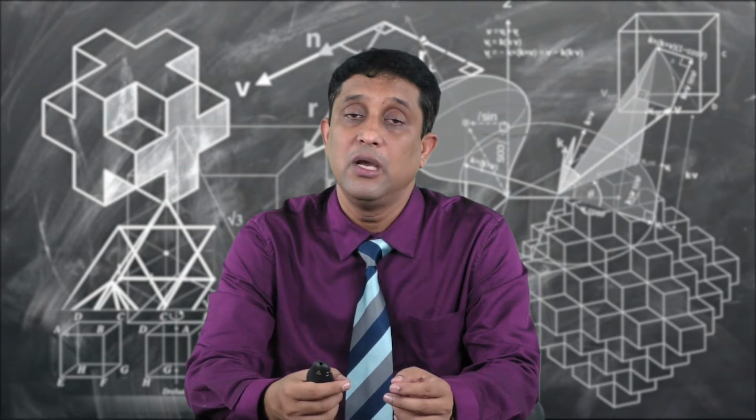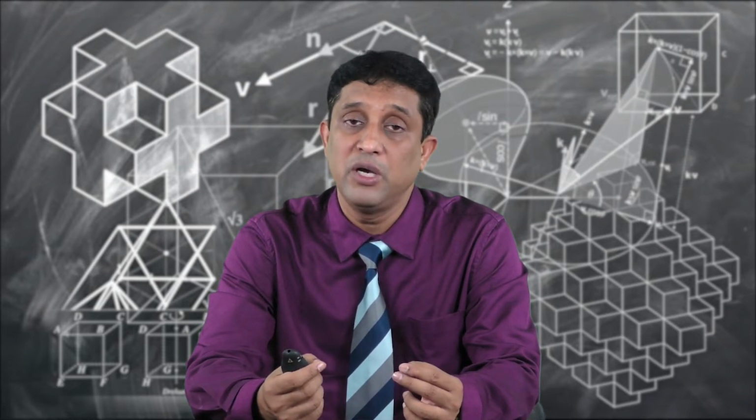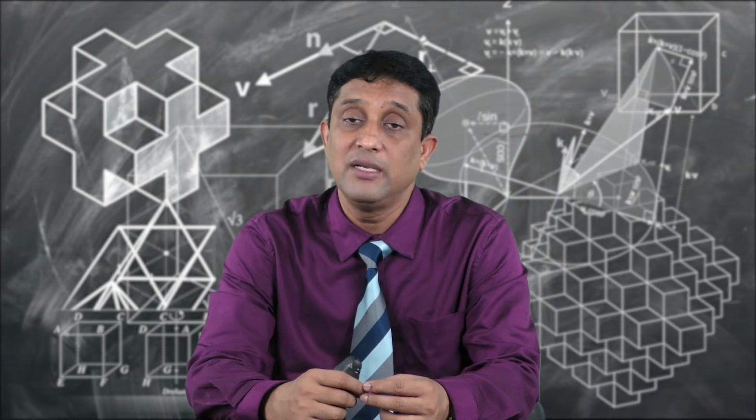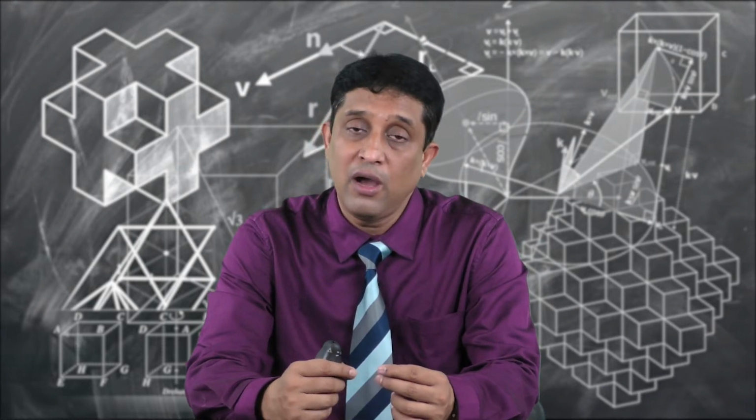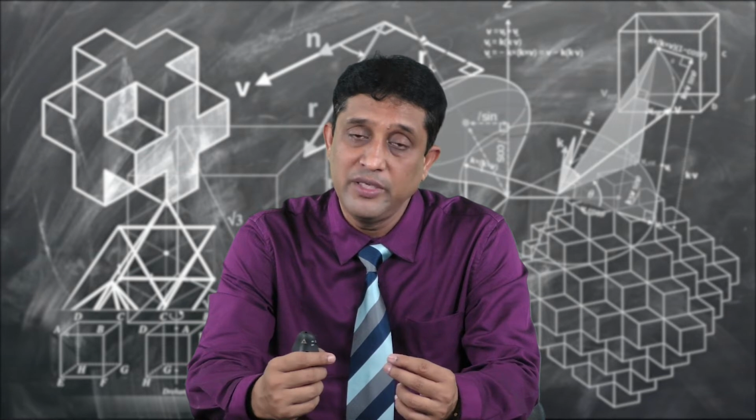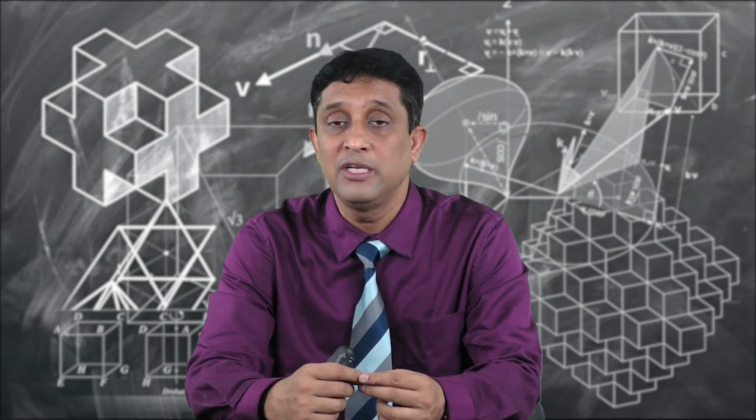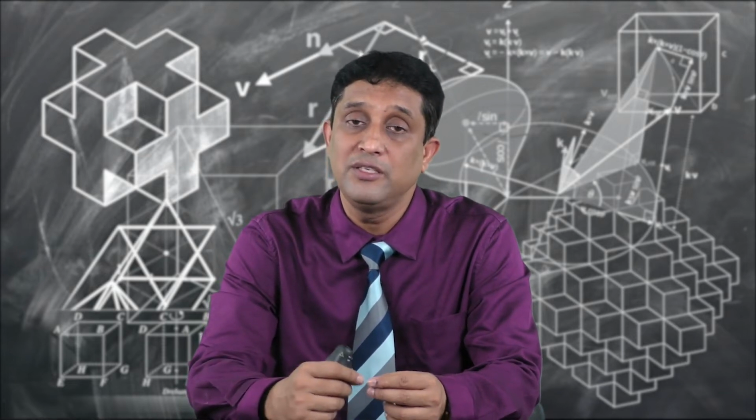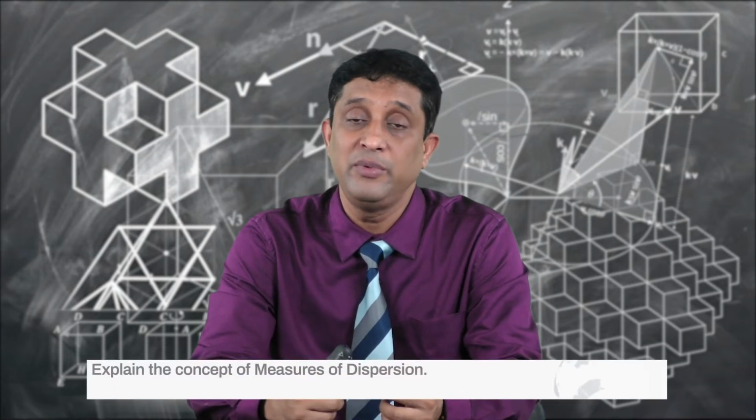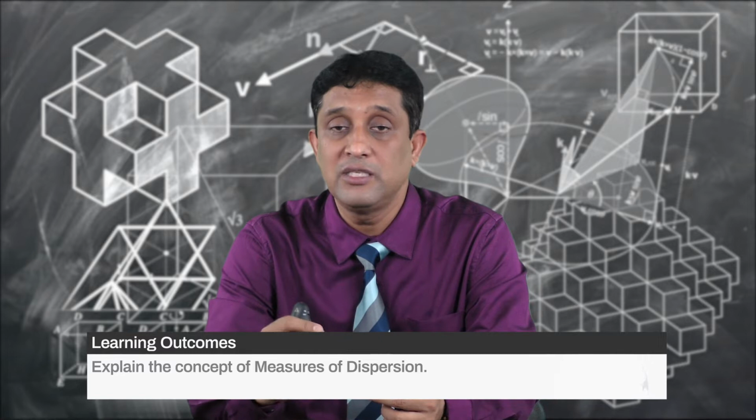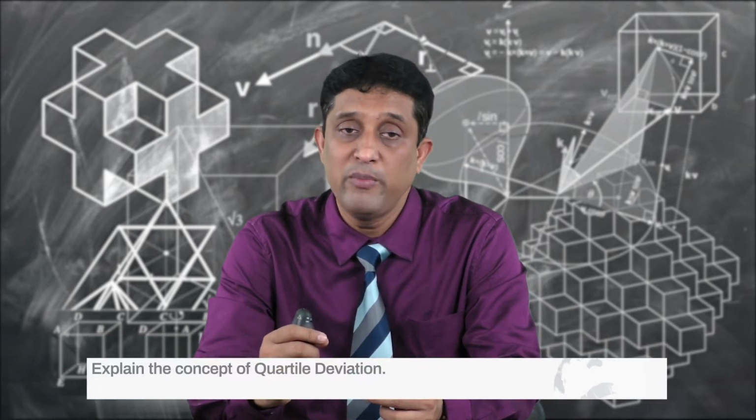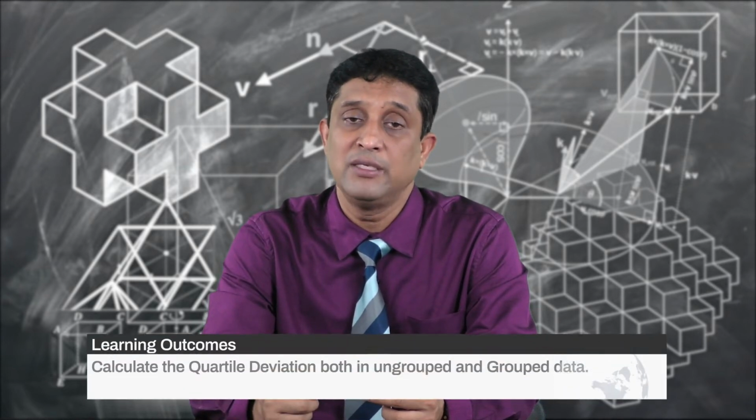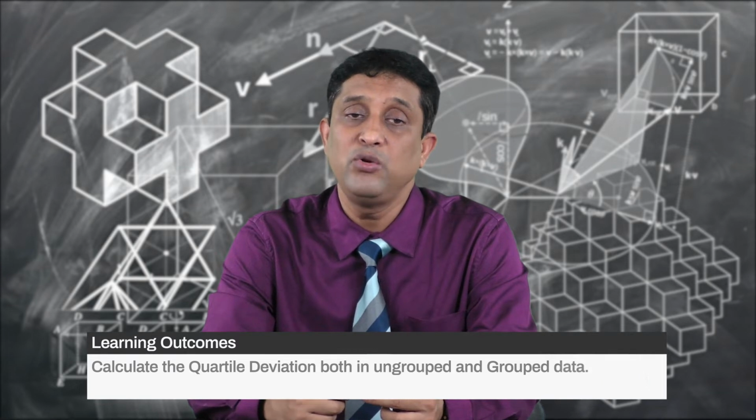So friends, now let us go forward to focus on the learning outcomes included in this particular video lesson, that is quartile deviation and its interpretation. I am very hopeful that after going through this video lesson, and the part E content of this module relating to quartile deviation, you will be able to explain the concept of measures of dispersion. You will be able to explain the concept of quartile deviation. Then you will be able to calculate the quartile deviation in both ungrouped and grouped data.